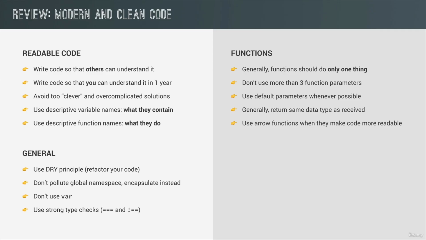So for example, if you receive 2 or 3 numbers as an input to a function, then probably you will want to return a number as well. That then makes more sense when you consume, so when you use the function later. And again, this is a rule that you can of course break, but it's again good to keep this one in mind. Finally, you can and should use arrow functions whenever they make the code more readable, okay?